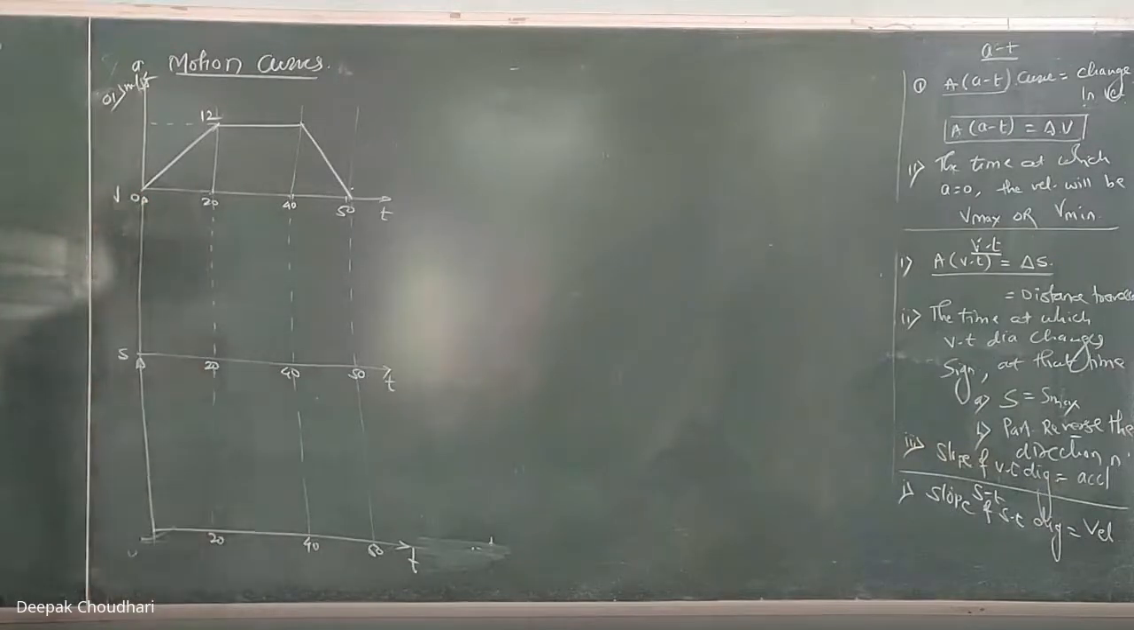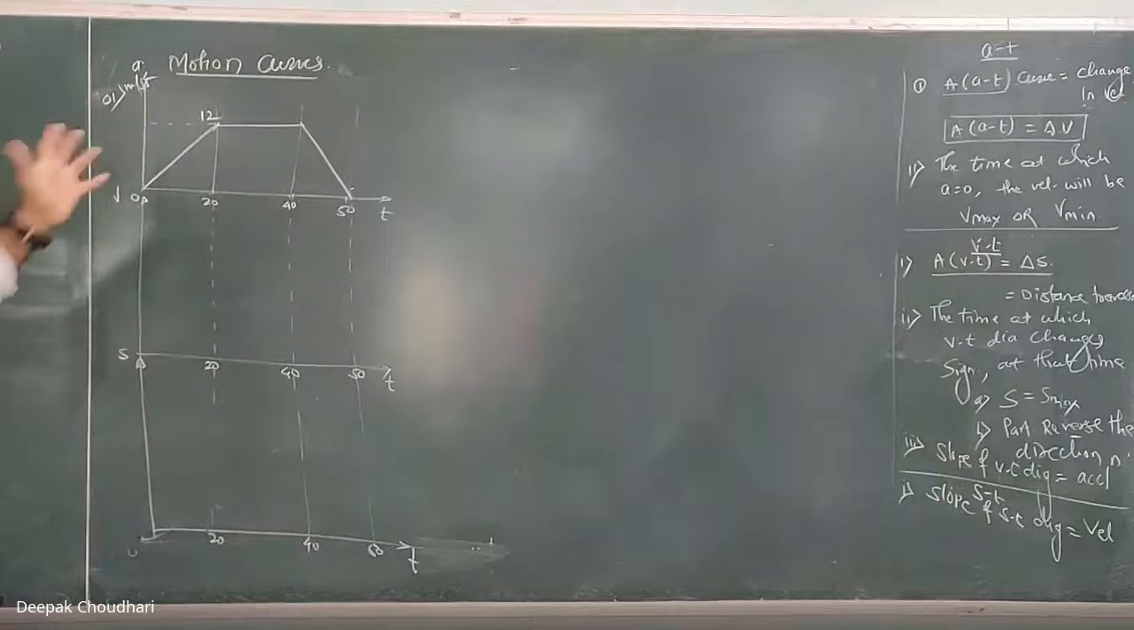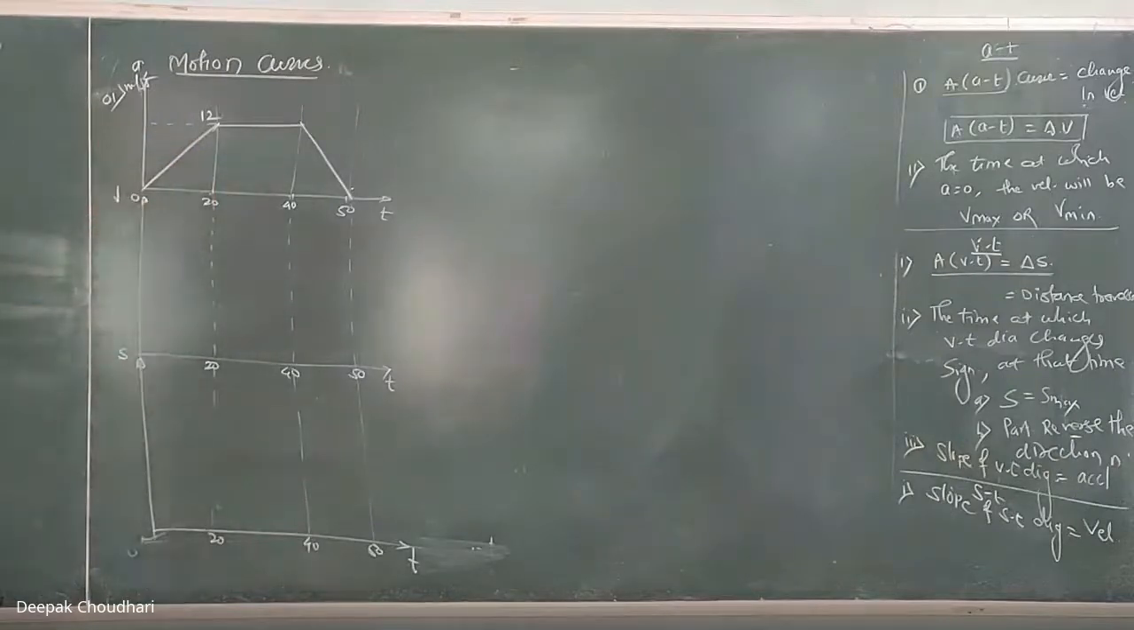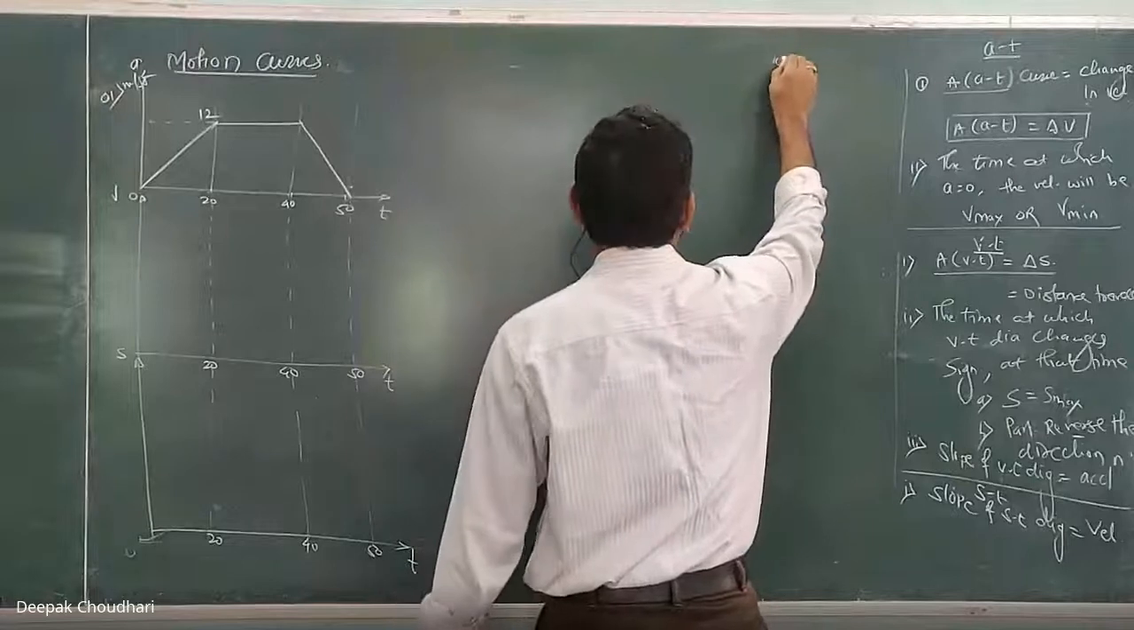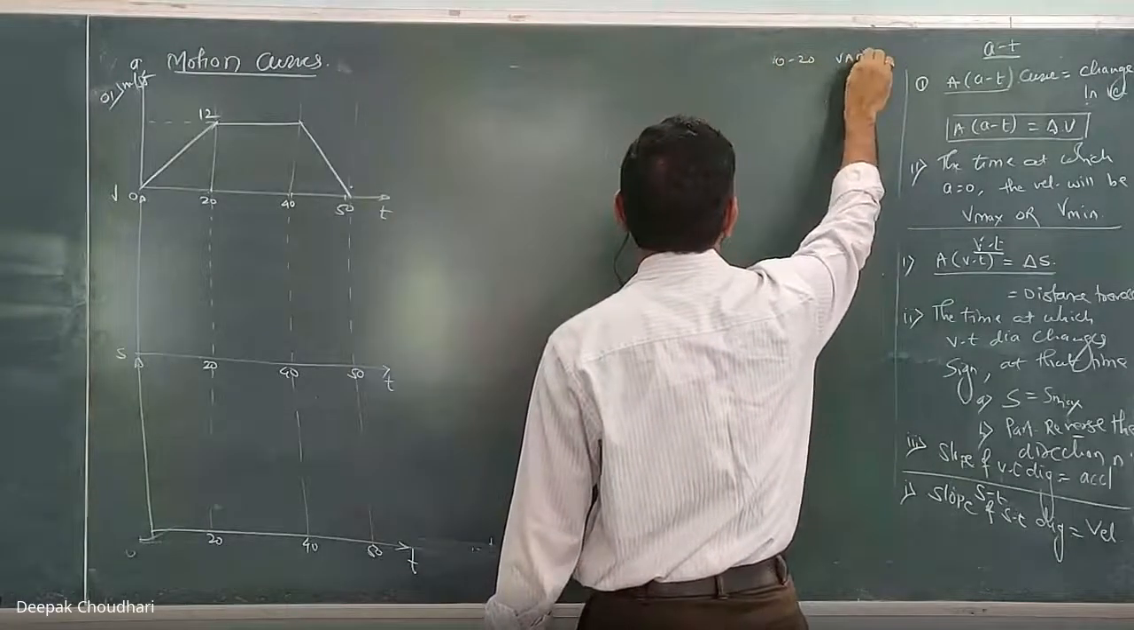Now unmute yourself and somebody tell me, can you identify the type of motion from this AT diagram? From 0 to 20, what type of motion is this? What is happening here from 0 to 20? Acceleration is changing, sir. Acceleration is changing, right. So what type of motion is this? Variable acceleration. We have studied variable acceleration motion. Means from 0 to 20 it is a variable acceleration motion, right?